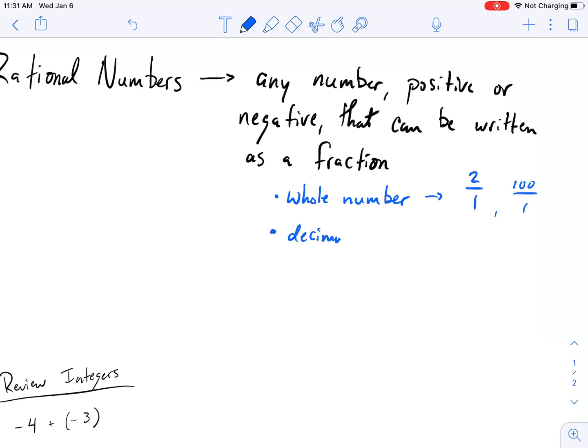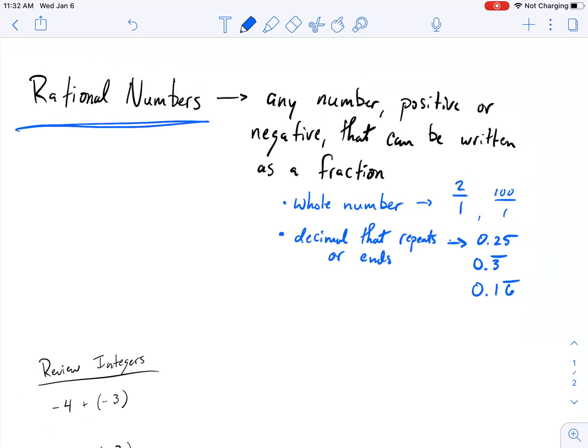It also means it can be a decimal that repeats or ends. What I mean by that is like 0.25 ends, right? Ends after the 5, or 0.3 repeating, right? The 3 repeats. It's 0.3333333 and so on forever. But it's not just the first decimal that has to repeat. It could be like 0.16 repeating, right? And the 6 is the repeating part. So as long as it repeats or ends, it is a rational number, okay? And these can be positive or negative.